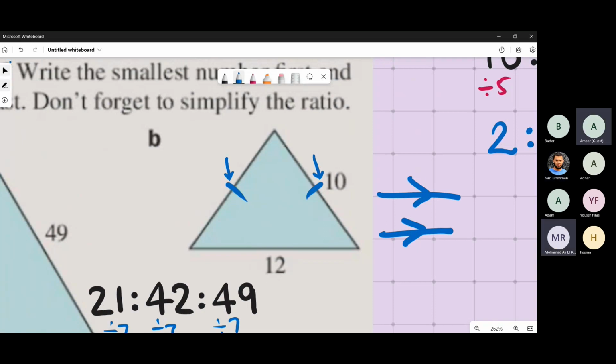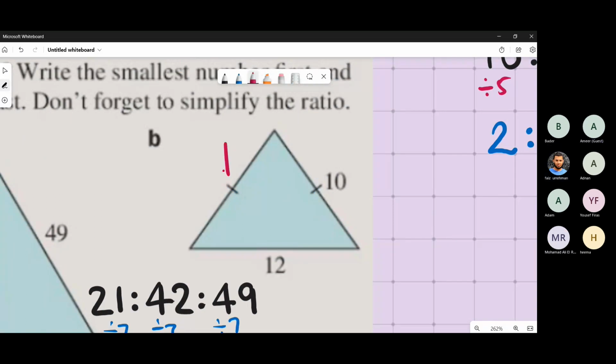Corresponding sides are equal. This side is equal to this side. Why? Because they have this symbol. Simple as that. What does equal mean? Equal. So this will be 10 also.